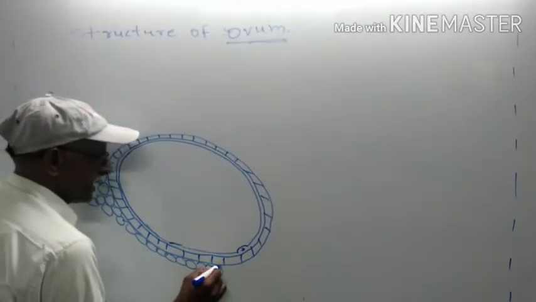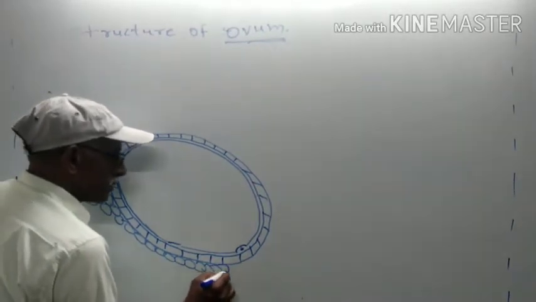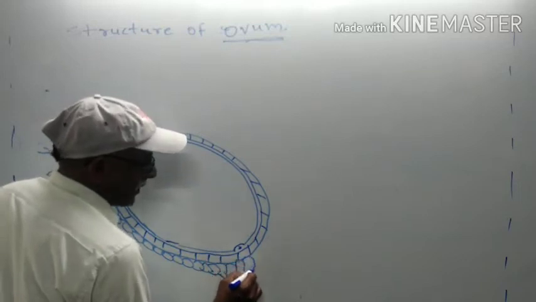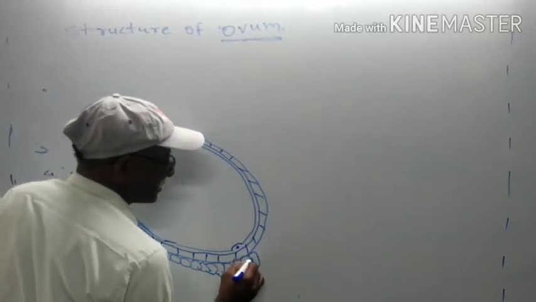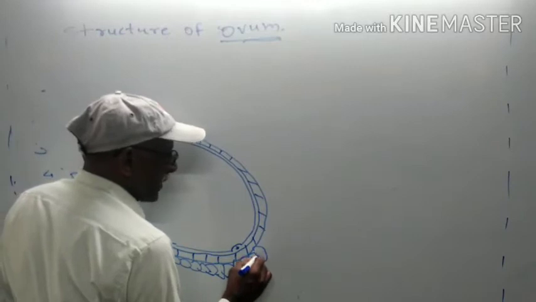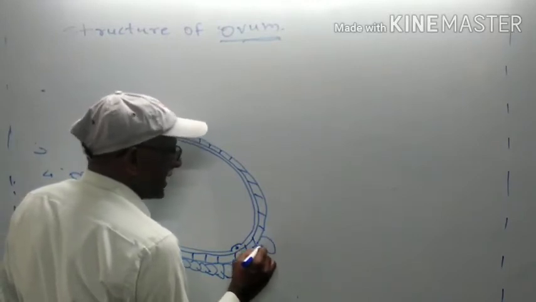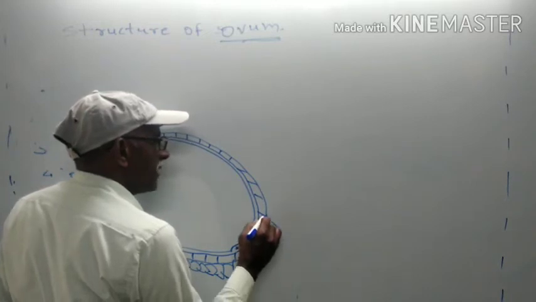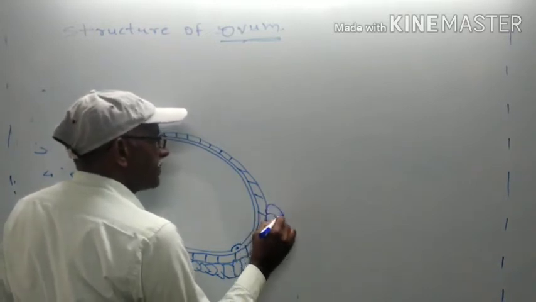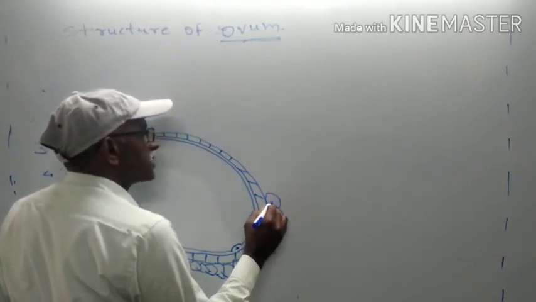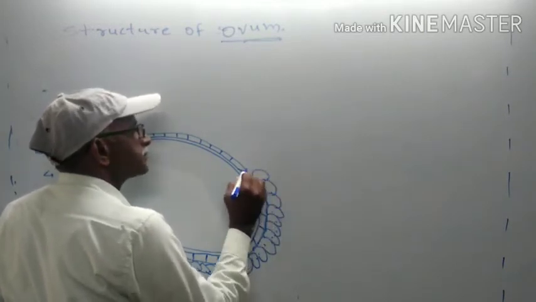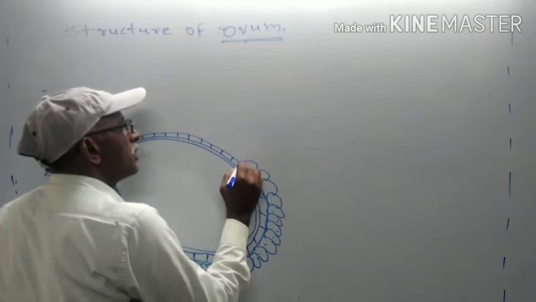And if you see in the ovum, the vitelline membrane, in the vitelline membrane there is a space. That space is called the perivitelline space. And in this perivitelline space, the first polar body is present.